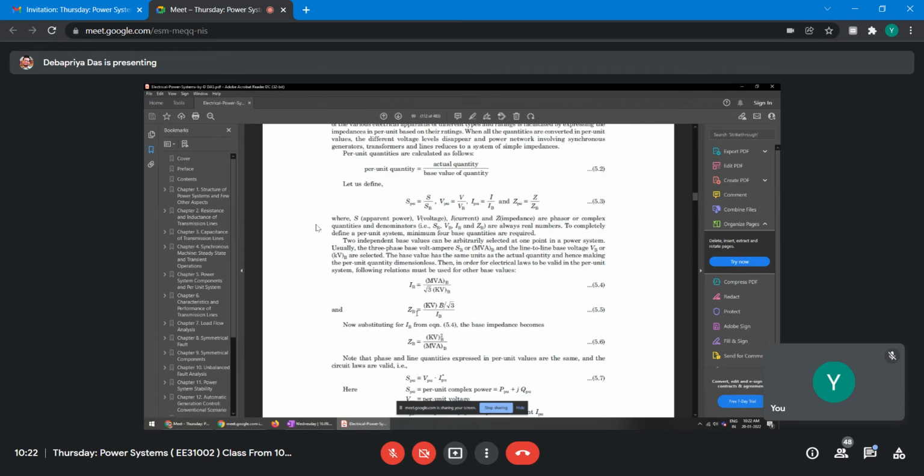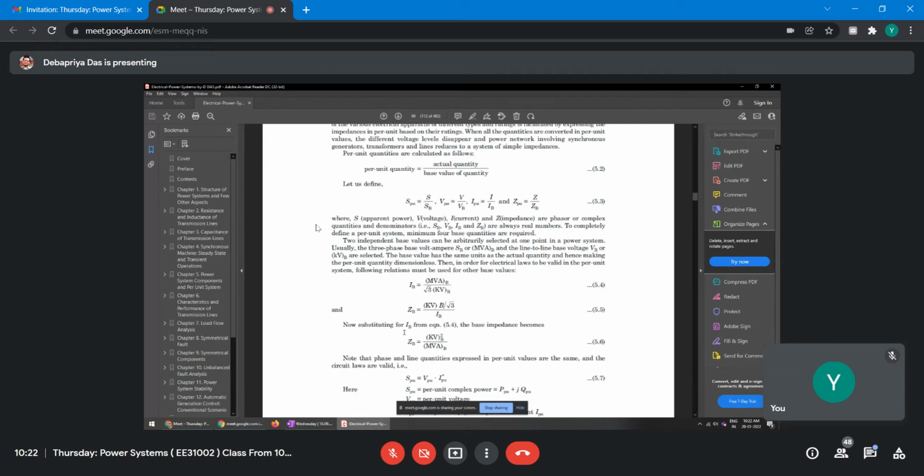And ZB, this is your kV base, divided by root 3 into IB base into ZB base is equal to voltage base, kV base, right? Because it is three phase, root 3 IB into ZB is equal to kV base. This B is a suffix, written capital B. So ZB is equal to kV base by root 3 upon IB. This is your base impedance, right?